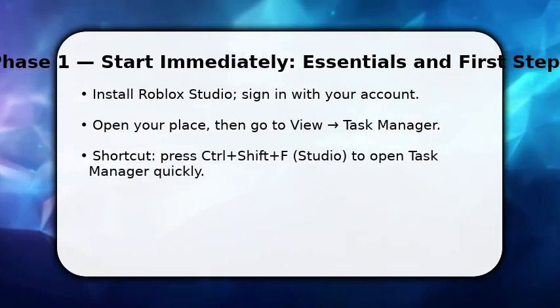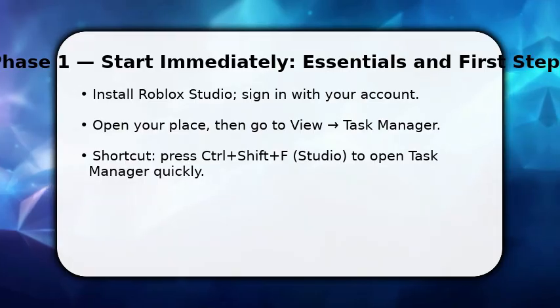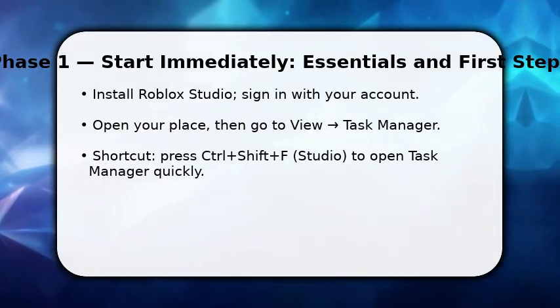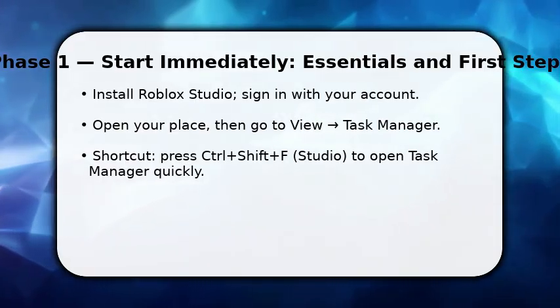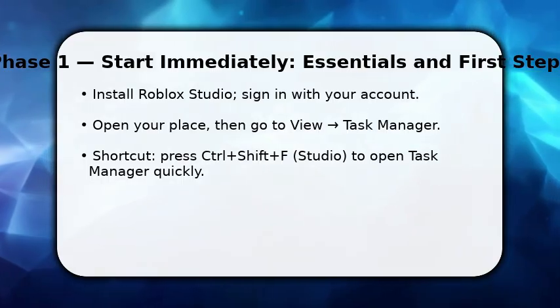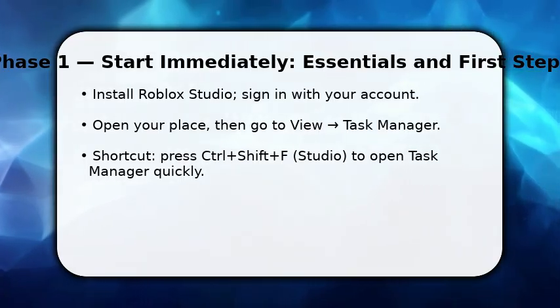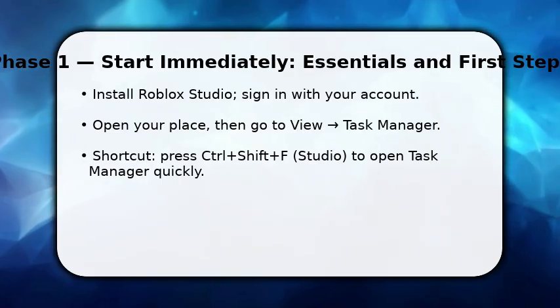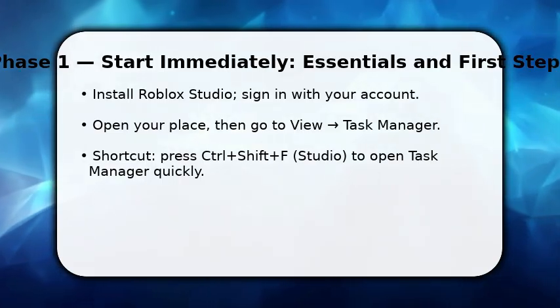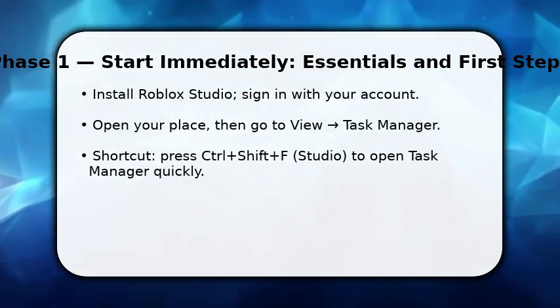You start by making sure Roblox Studio is open and signed in. This gives Task Manager access to your current place. Once ready, open View then Task Manager, or use the Ctrl+Shift+F shortcut to save time. You do this because Task Manager inspects running jobs and memory. Knowing where it is lets you begin performance checks immediately.